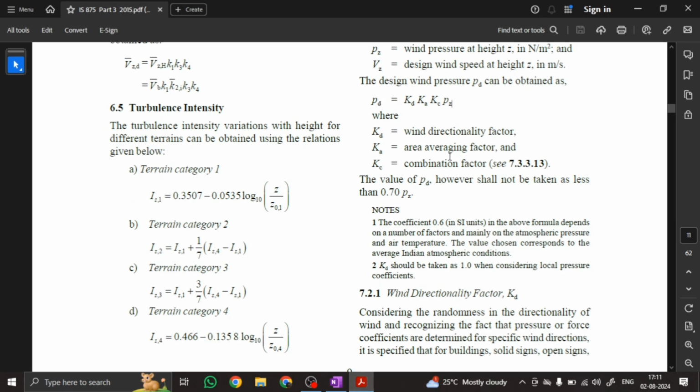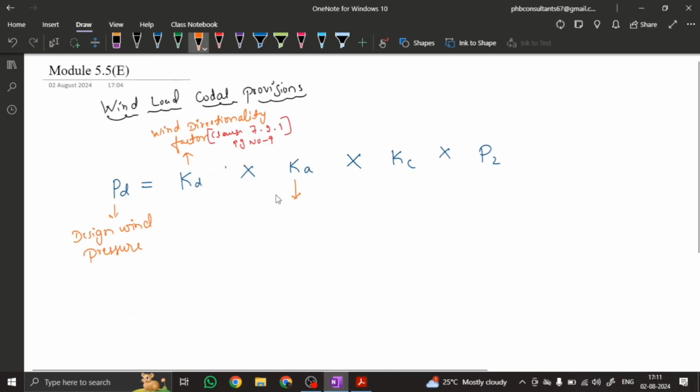Now, what do you mean by KA? KA means area averaging factor. It depends on the tributary area. Now, what is tributary area? That we will see in the next session.